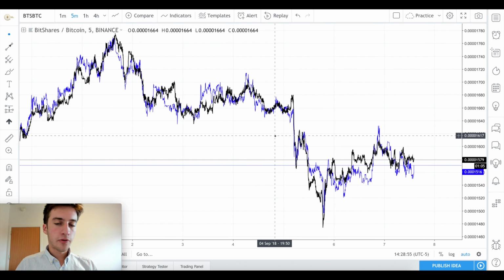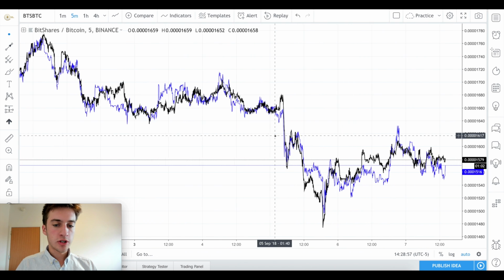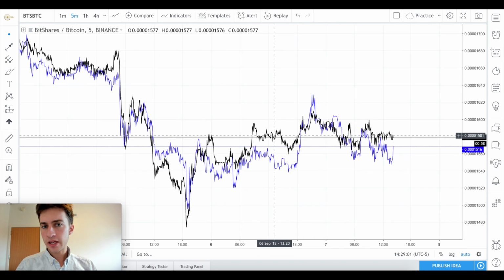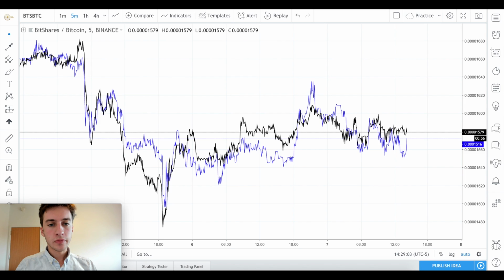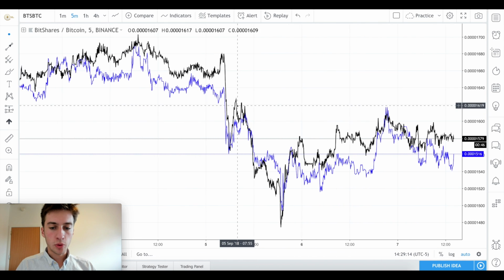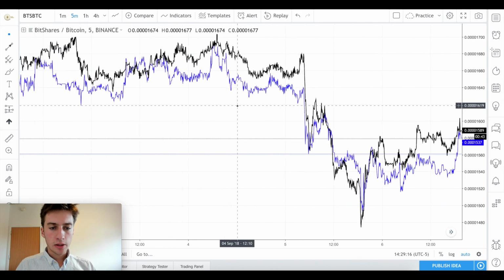So really what we're looking for here is that whenever we get massive divergence is when we can profit. And I'm going to be showing some examples of exactly how to do that. So traditional statistical arbitrage, like I had said, you just buy the undervalued and you short the overvalued. So an example of that would be, looking for one here.